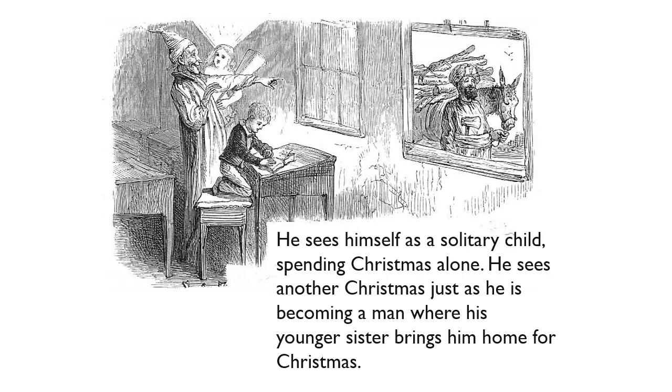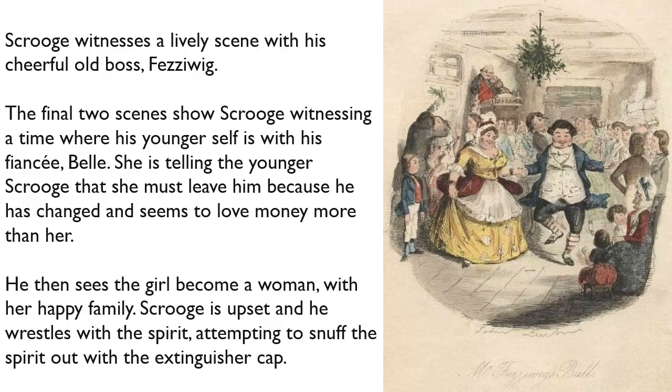Scrooge then witnesses a very lively scene with his old boss, Fezziwig, who's a role model for Scrooge. And when older Scrooge sees Fezziwig, he's reminded that Fezziwig's very similar to him. He's a wealthy man, but he heaps fuel on the fire. He welcomes everybody from the community in to have a Christmas party, and he shakes hands with everybody. So despite his wealth, he treats everybody with positivity and kindness, and he's very much a part of the community. So he offers an example to Scrooge of who he could be.